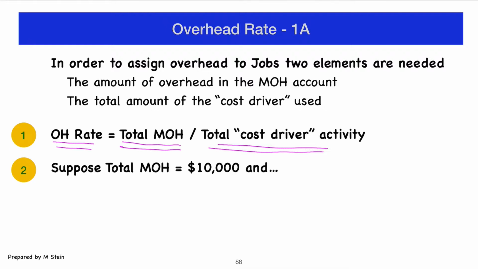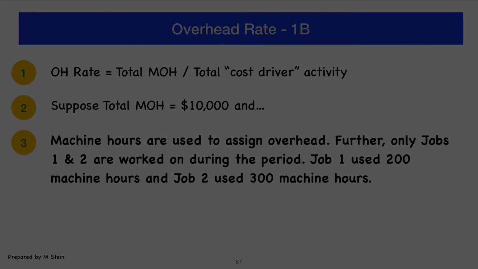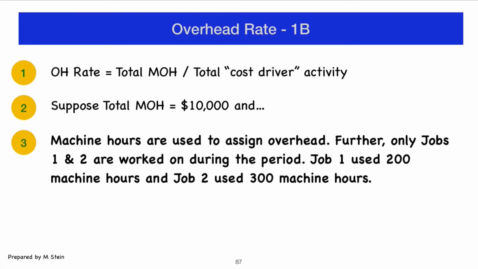So in our example, the amount of the overhead was $10,000. What we need is the cost driver or cost basis activity. So let's suppose that there were only 2 jobs worked on during the period, and that job 1 used 200 machine hours and job 2 used 300 machine hours. And we were going to use machine hours as the cost driver. Now we have enough information to calculate an overhead rate.